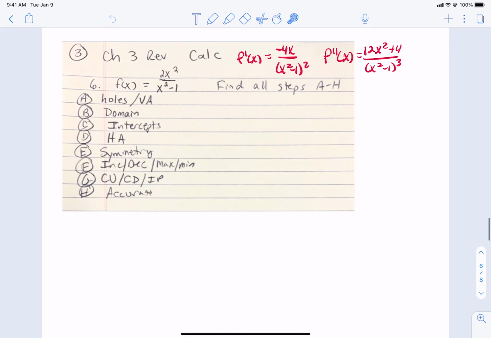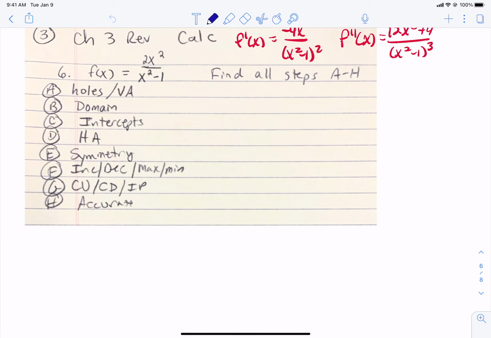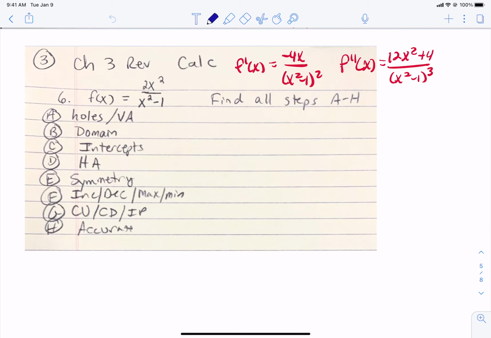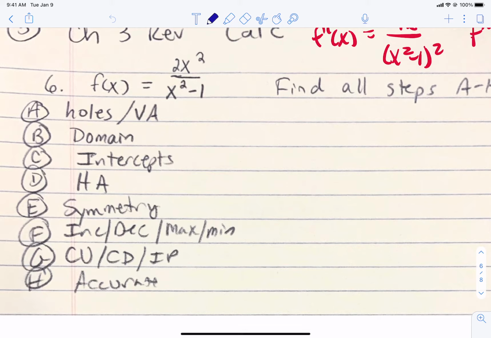So let's take a look here at problem number 6. So I have the derivatives there. First off, let's talk about the holes and the vertical asymptotes. Holes only occur if there is a factor in the top that matches a factor in the bottom. I'm not worried about an example with holes. This example does have a vertical asymptote. If we take a look at the bottom, you're going to set the bottom equal to 0, and you're going to solve it. Usually factoring is a good way to go, but this one you could have solved a little differently. And so we get vertical asymptotes at plus or minus 1.